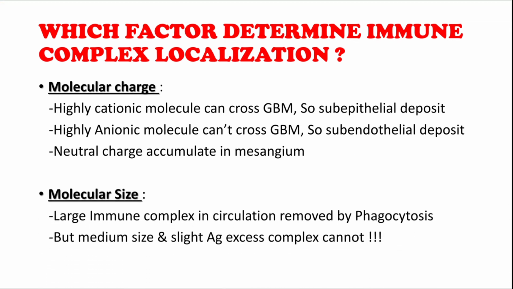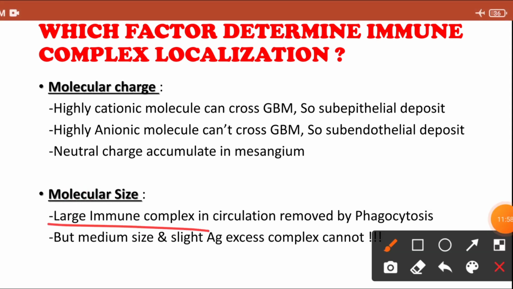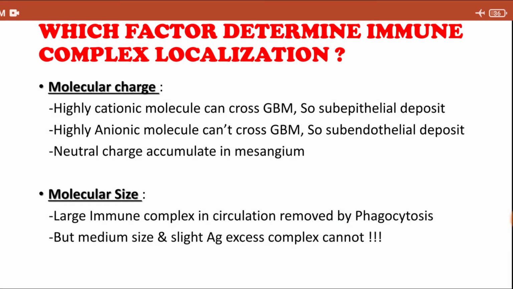The second factor that determines immune complex localization is molecular size. Large size immune complexes are usually removed by the process of phagocytosis. But if it is of medium size, small size, or slightly antigen excess, then it cannot be removed and it will localize in the glomerulus, which leads to immune complex localization. Right? So molecular size and molecular charge are the important factors to determine the immune complex localization.